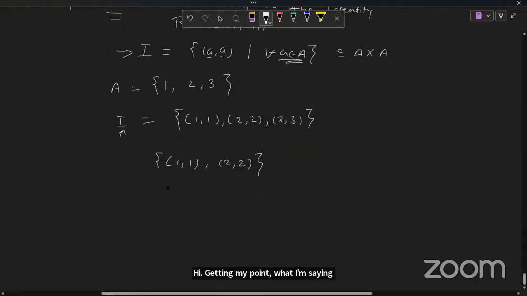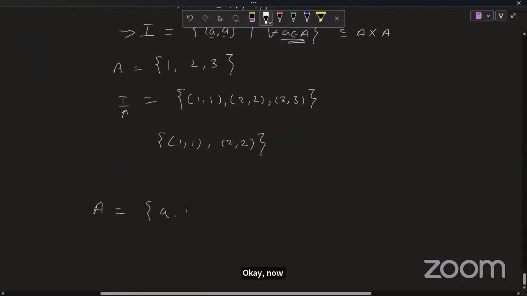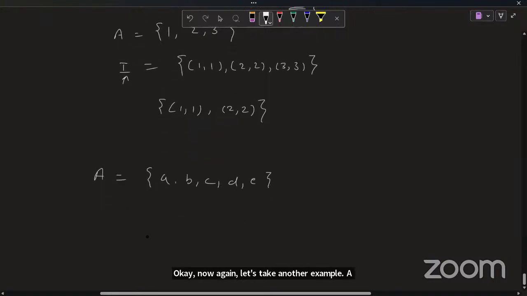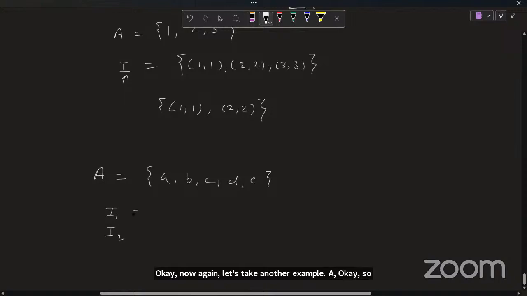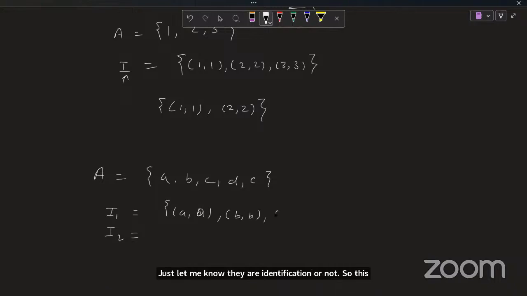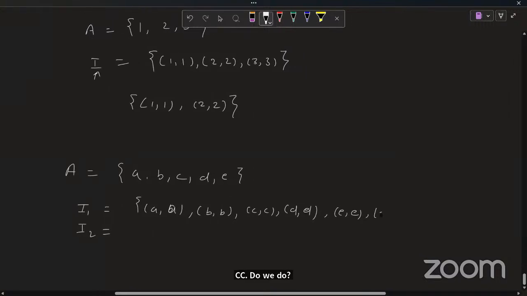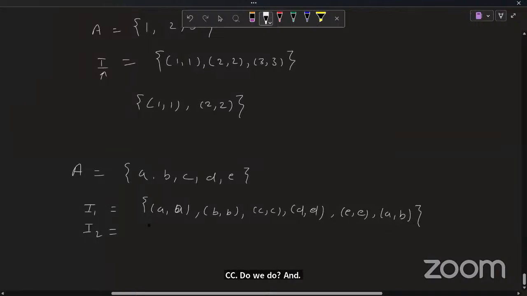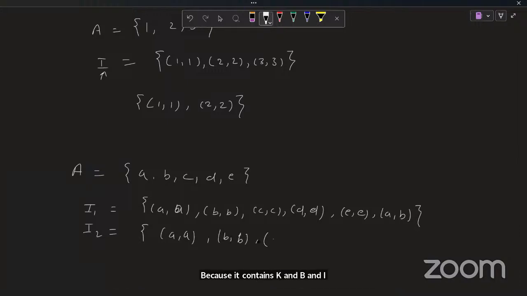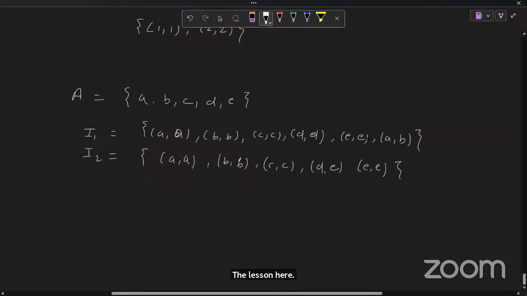Now let's take another example: A, B, C, D, E. I am giving you some examples. Just let me know whether they are identity relations or not. So this is (A,B), (B,C), (C,D), and (D,E). No, sir, it's not an identity relation. Why? Because it contains A and B, and identity relation contains only same elements. It's a reflexive relation, yeah, but not an identity relation.